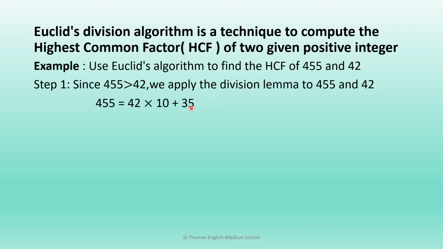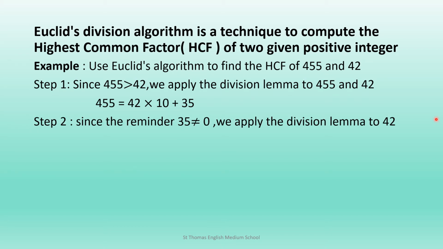If you are getting the remainder as 0, you can stop the division here. Since remainder is not equal to 0, we apply division lemma to 42 and 35. Here, 42 is the dividend and 35 is the divisor. So you can write it as 42 equal to 35 multiplied by 1 plus 7. Here 35 is the divisor and 7 is the remainder. Here also remainder is not equal to 0. Therefore we have to continue the process.